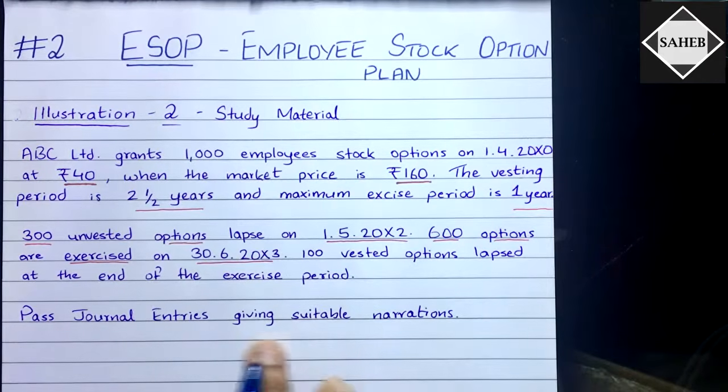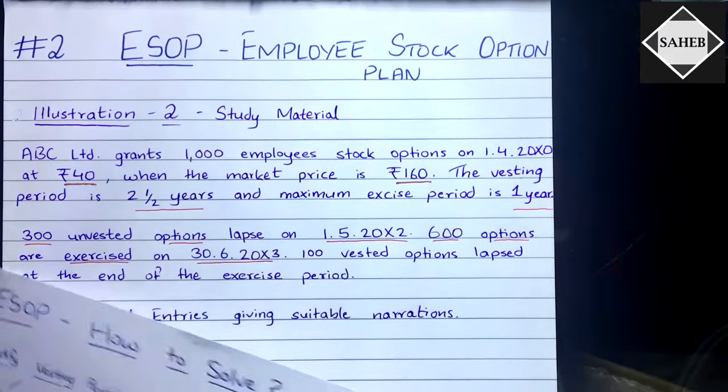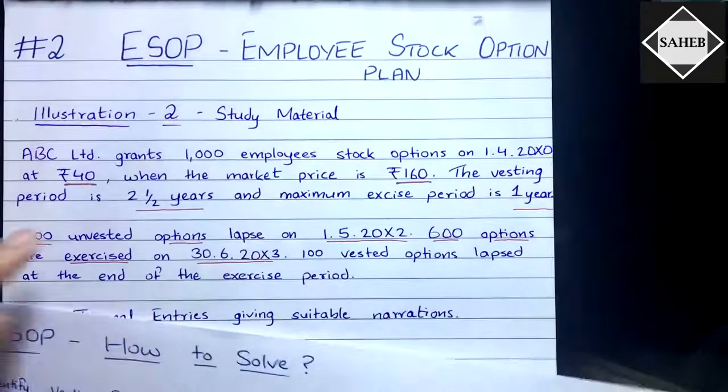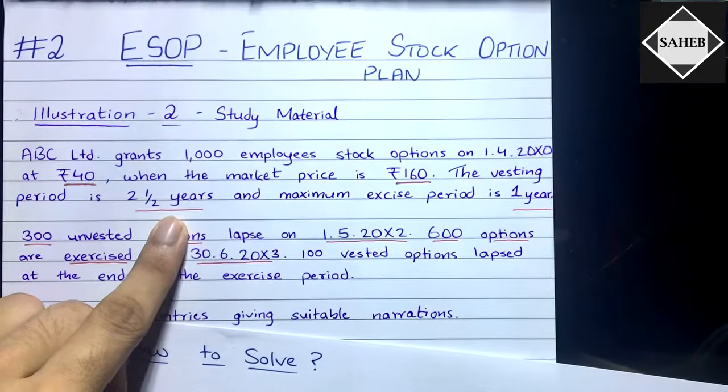Now what we have to do? Pass the journal entries giving suitable narrations. Now when we see the question, what do we do? First you have to identify the vesting period. That's what we did first. So here the vesting period was 2.5 years.